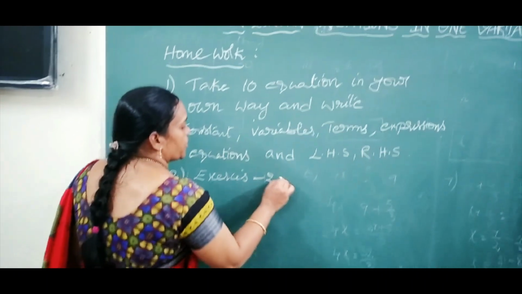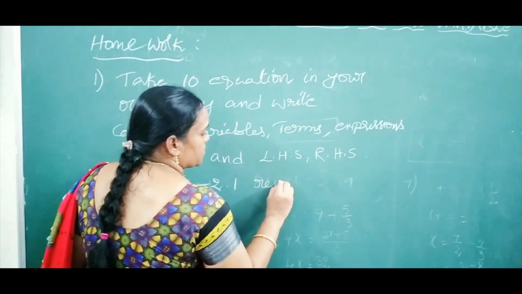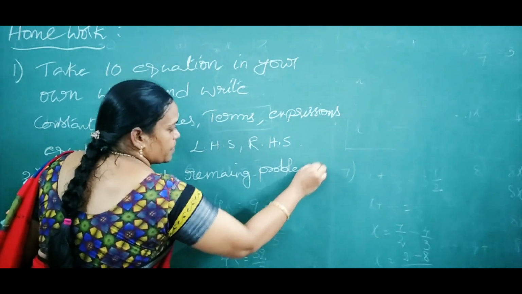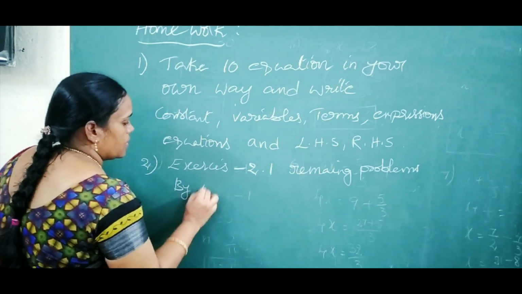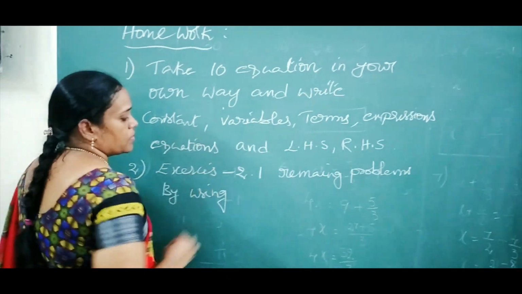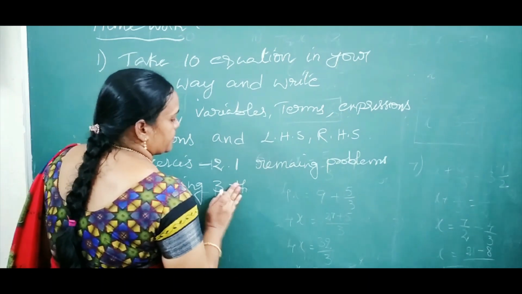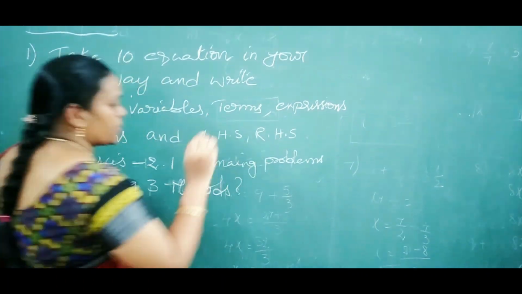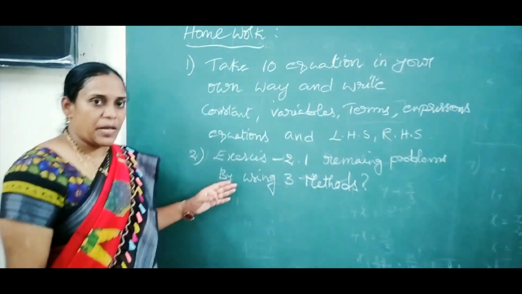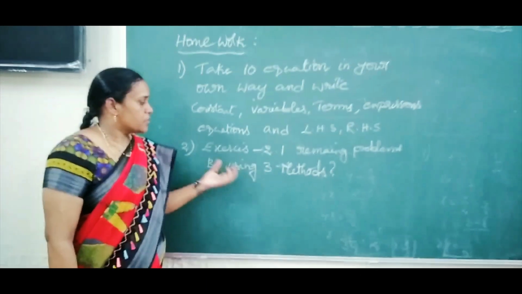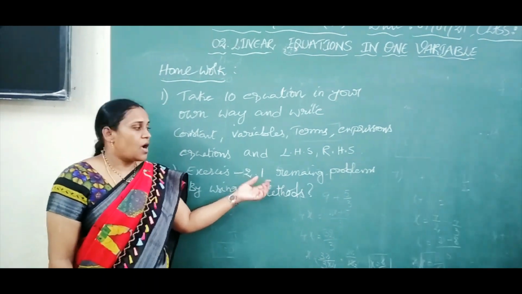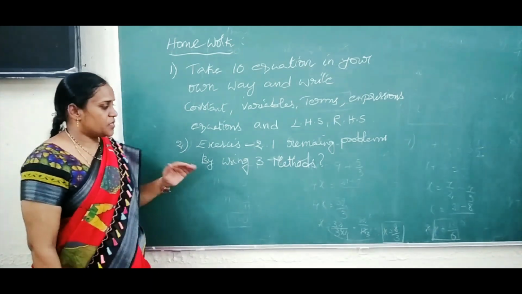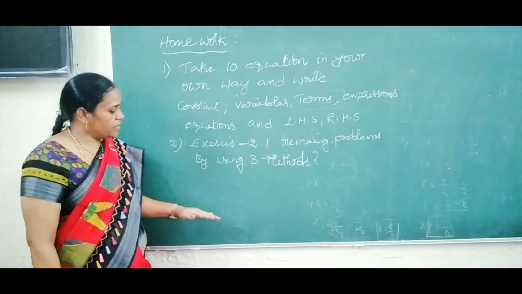Next, second one, in exercise 2.1, the remaining problems, by using 3 methods. So what are the 3 methods? Trial and error method, balancing method, transposing method. So here in exercise 2.1, how many problems are there? Take each equation and do the methods one by one. First trial and error, balancing and transposing method.